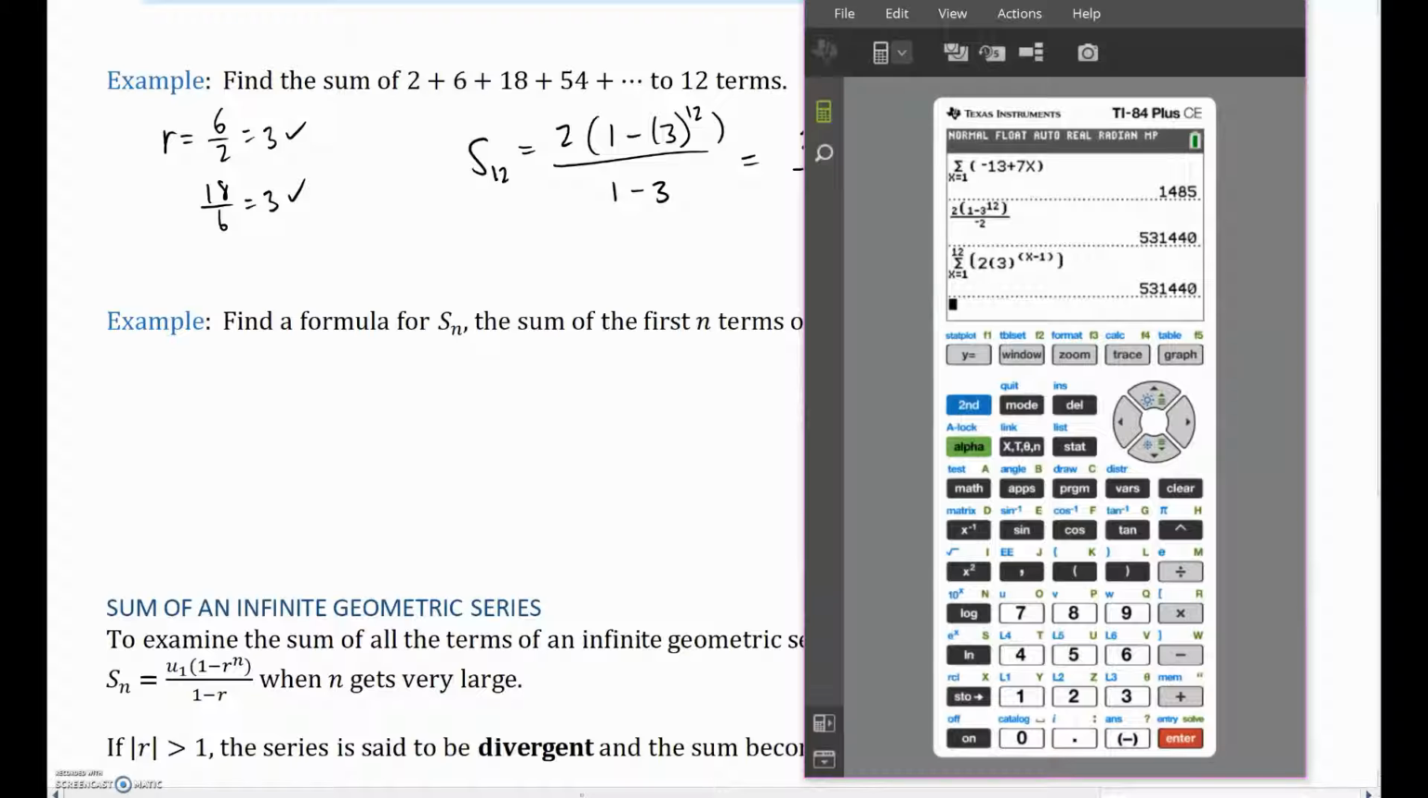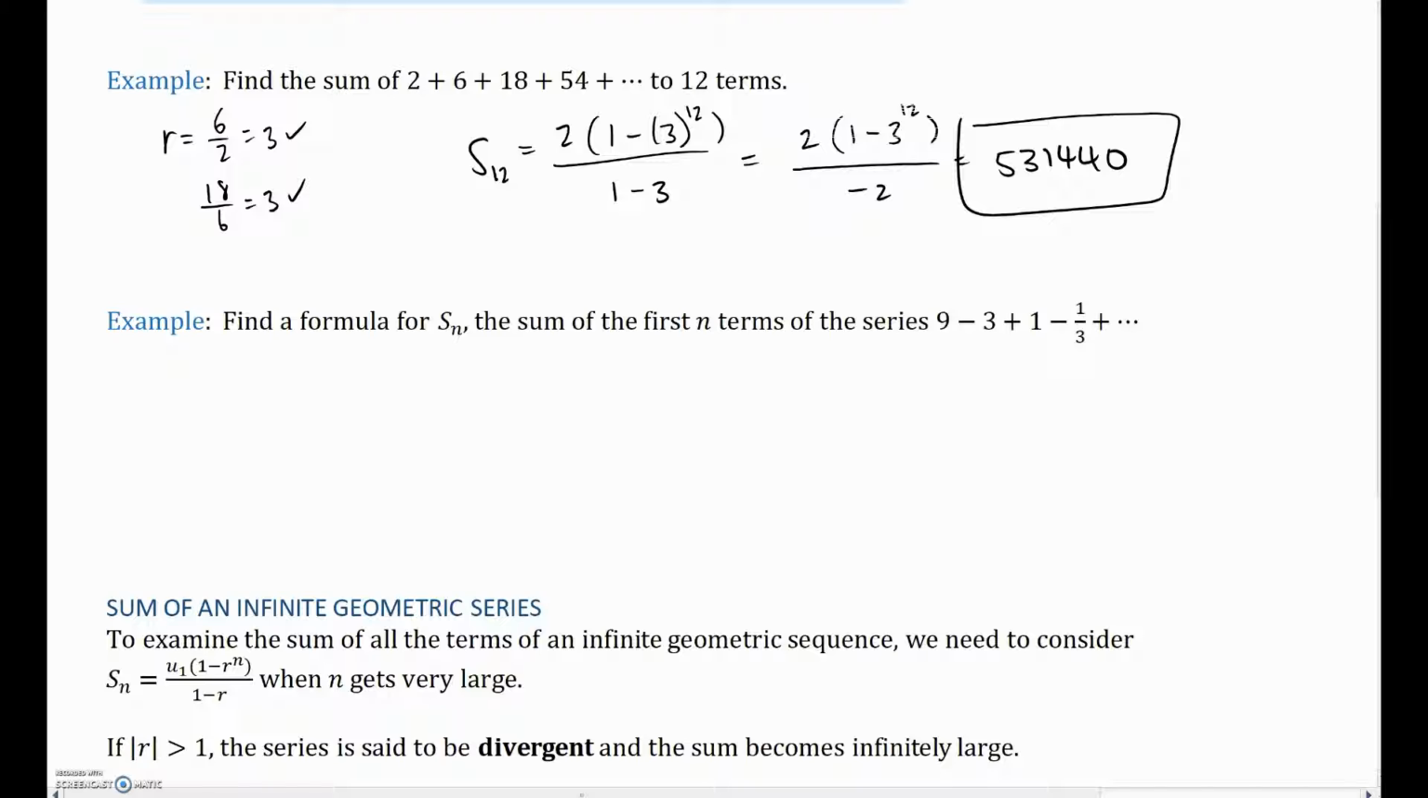All right, before I was rudely cut off, that answer should have been 531,440. Now, let's do the next one. And I know we're over 15 minutes, so cry about it. We got to find the formula for S sub n, and so there it is. I'm going to go ahead and use that same formula. I got the first term. I can figure out what R is.